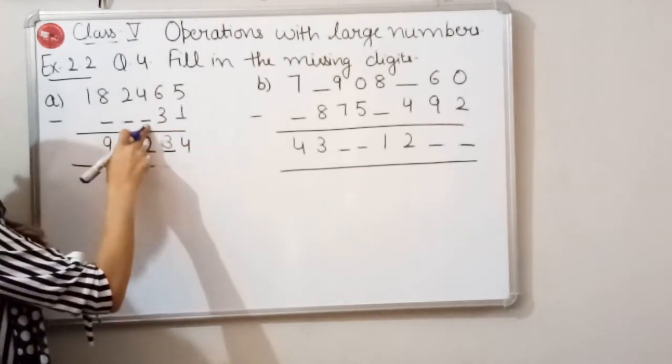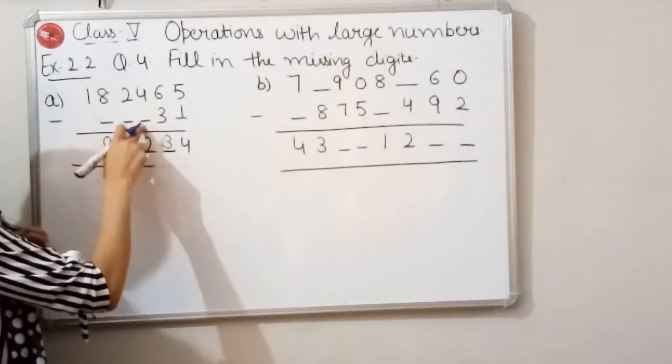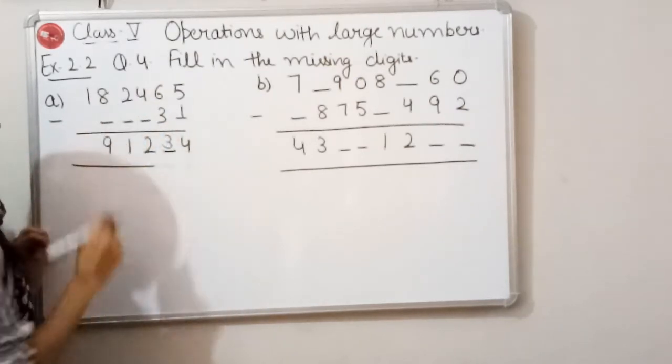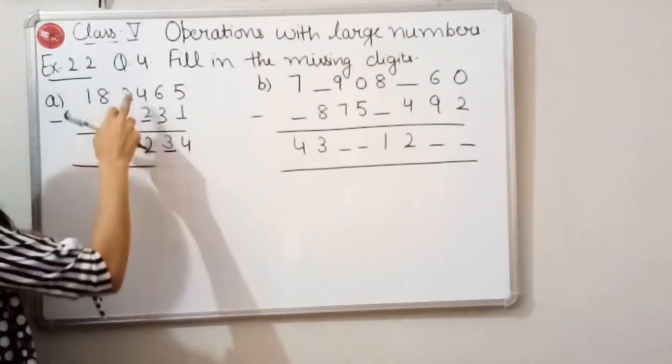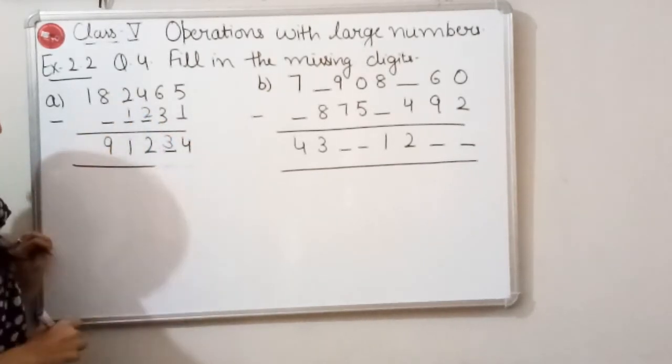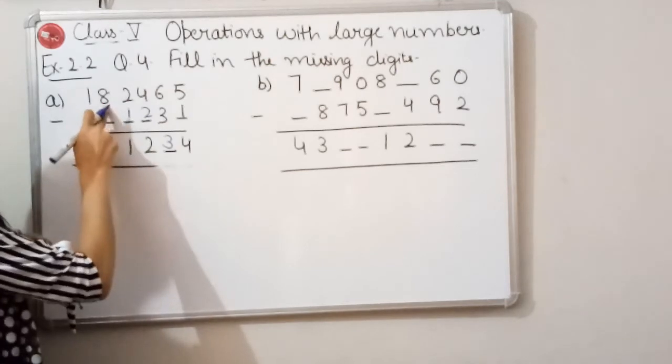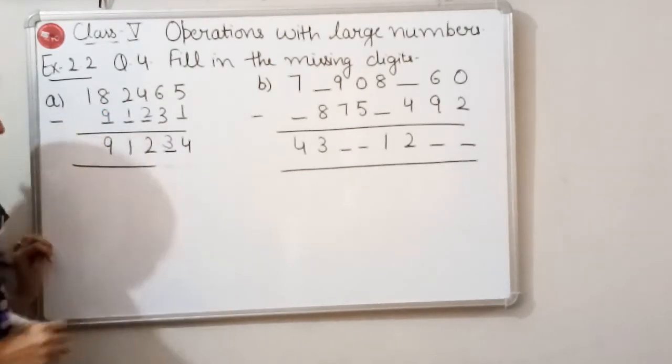Now again we have to find out the subtrahend. So we will subtract the difference from the minuend. 4 minus 2 is 2. 2 minus 1 is 1. This is 18. 18 minus 9 is 9.